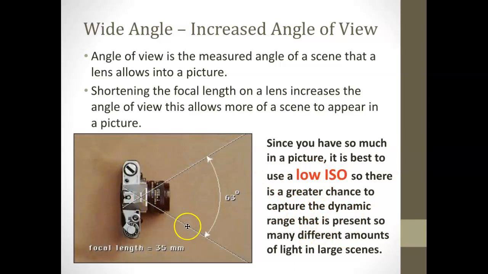Here's just another image showing the focal length and the degrees that might appear for that. So at 35 millimeters, which is lower than 50 millimeters, we're creating an image that has a 63-degree angle of view.